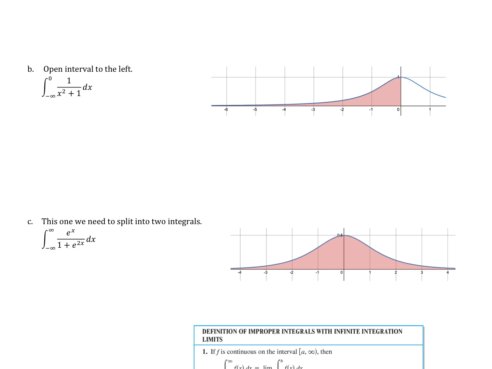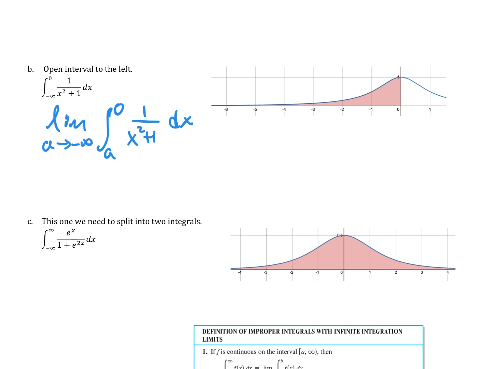On this one here, let's say we're going to negative infinity. So we're going to rewrite this integral from a to 0 of 1 over x squared plus 1 dx, and we're going to find the limit as a goes to negative infinity. How do you integrate this? Can we use u substitution? Nope, can't use u substitution.